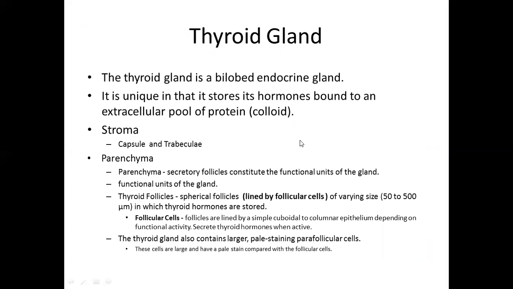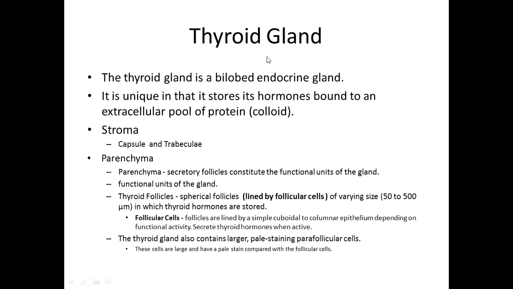The thyroid gland is unique in that it can store its hormones bound to a protein within a cavity, an extracellular space within the follicles. Those secretions which are present in the extracellular pool, attached to proteins in the cavity of the follicular arrangement, are termed colloid. So colloid is the fluid which is present inside the follicular cavity in the thyroid gland.